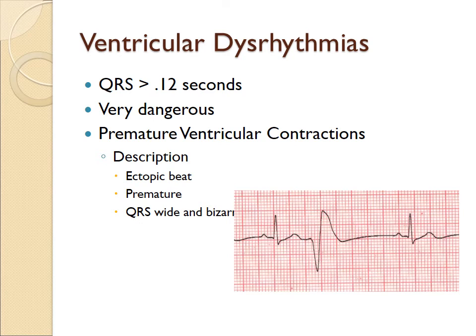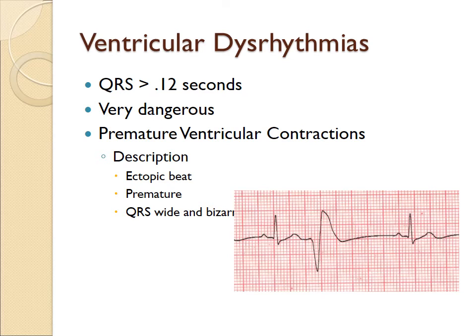Okay, so now let's look at supraventricular, well, we aren't going to look at supraventricular dysrhythmias. Those are arrhythmias that come from above the ventricles, predominantly from the atria. That is going to be covered in third semester when you go over atrial fibrillation and atrial flutter. But today we're going to go through the ventricular dysrhythmias.